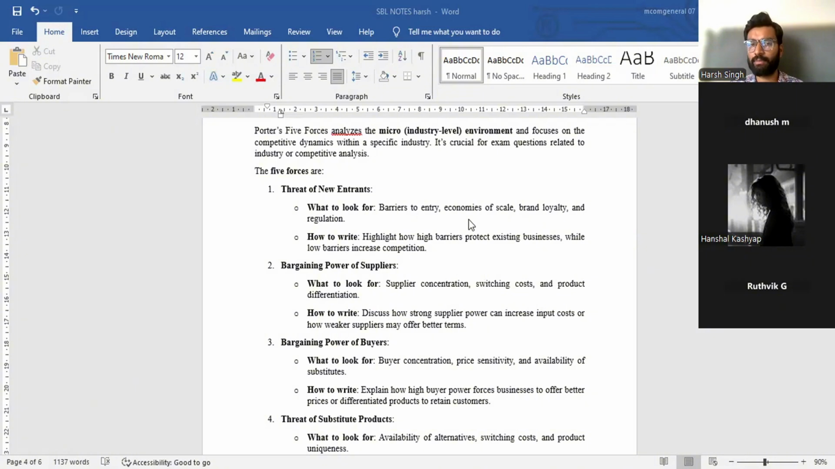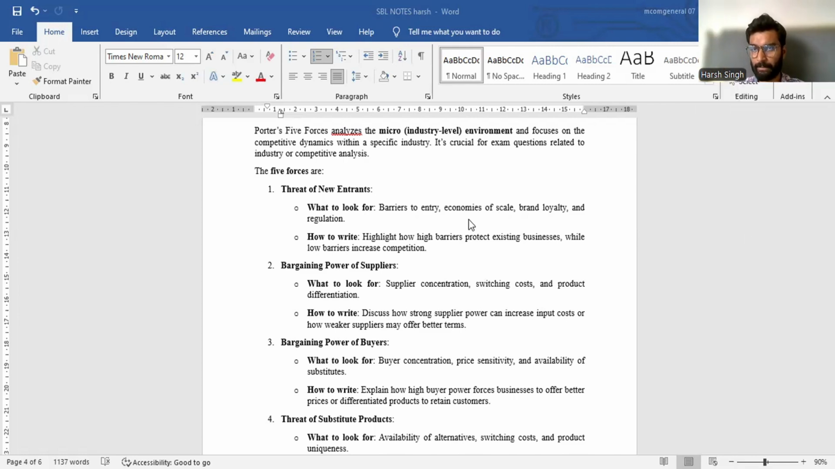Then bargaining power of suppliers. For bargaining power of suppliers, we talk about the supplier concentration, switching cost, and product differentiation. Basically, we talk about the suppliers, the raw material providers. Are they strong? When I talk about strong, I'm talking about their position. If there is just one supplier, don't you think it is completely impossible to switch from there? And the bargaining power of that particular supplier will be very high. Correct.